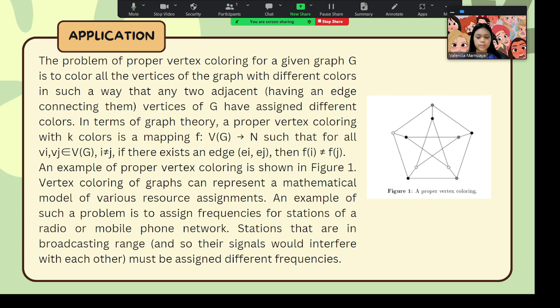To address this issue, a mathematical representation of the network connection is formulated in this model. Stations are depicted as vertices, and the connections between them indicate conflict, signifying pairs of stations requiring distinct frequencies. This model essentially takes the form of a graph with a vertex coloring.